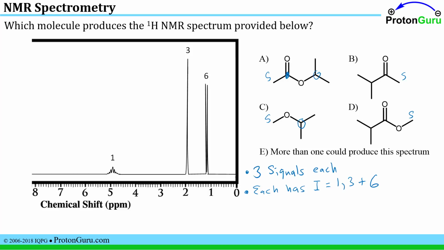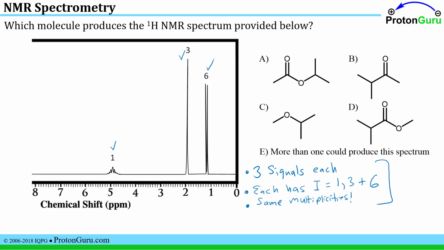Every CH unit, regardless of which molecule we're looking at, is in between 2 CH3 units. So it has a total of 6 H's on neighboring carbons, so it should be a septet, should have a multiplicity of 7. And then each methyl group in an isopropyl unit, regardless of which molecule it's in, is next to a CH, so it'll always give us a doublet. And of course the spectrum has a septet, a singlet, and a doublet. So we can't use the number of signals, the integrations, or the multiplicities to help us figure out which of these 4 compounds might give us the spectrum.